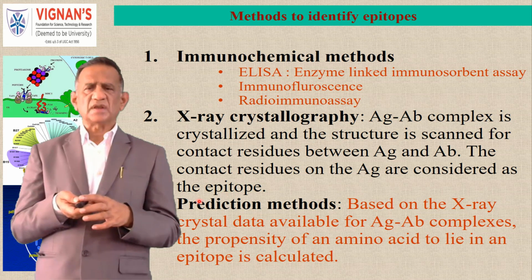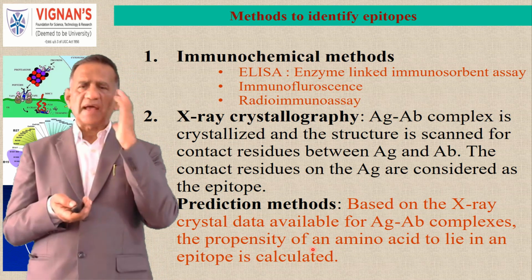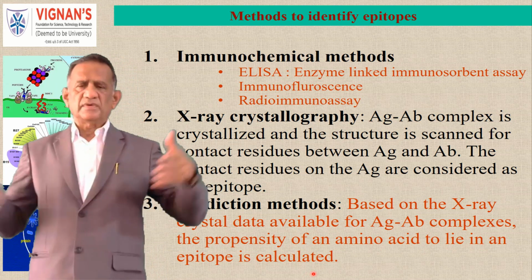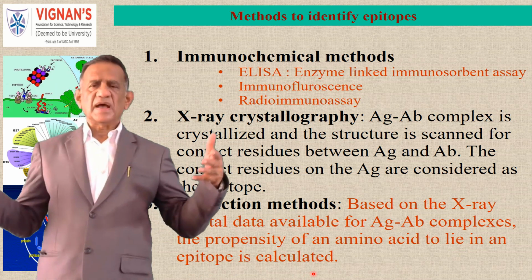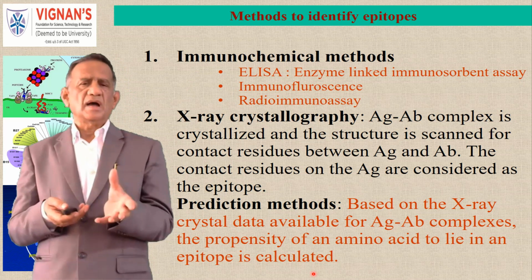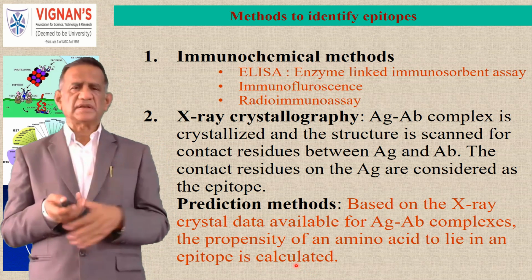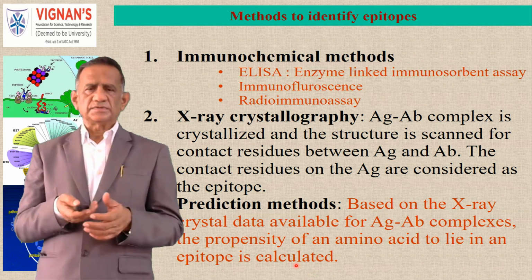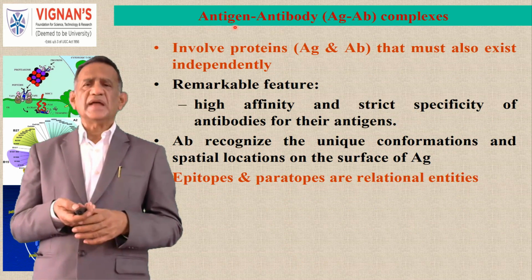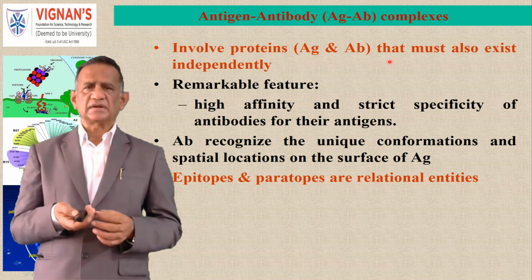For prediction methods, based on the X-ray crystal data available for antigen antibody complexes, the propensity of an amino acid to lie in an epitope is calculated. See, if we take a protein, nearly 600 amino acids will be there. All 600 amino acids cannot have a high prediction for an epitope. The propensity of an amino acid towards an epitope can be predicted through these software tools, as shown in the video.